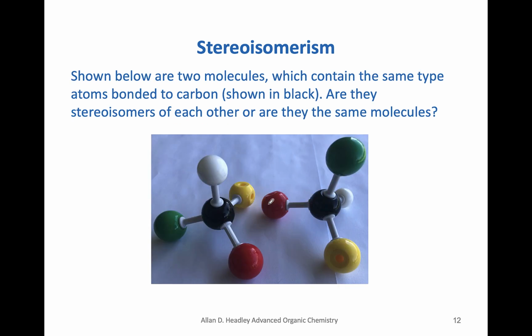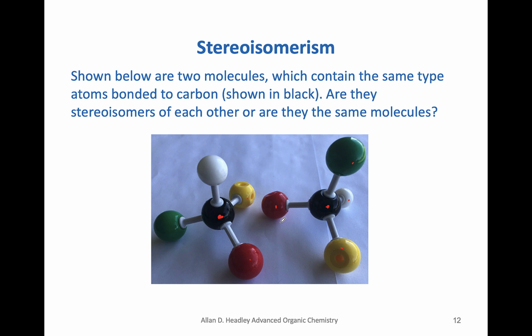So here are two molecules. Here we have, with the same groups bonded to it, a carbon with white, green, red, and yellow, and another molecule with the carbon, a red, yellow, white, and green. So it has the same molecular formula, the same groups bonded to the central carbon, but there are four different groups bonded to the central carbon of both molecules. The question now is, are they the same or are they stereoisomers?